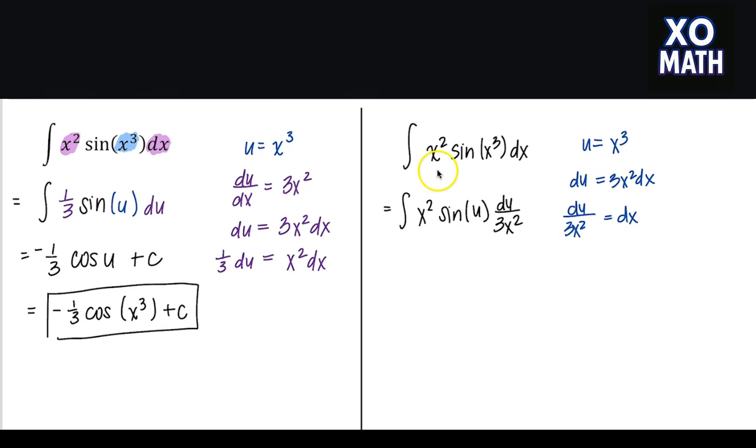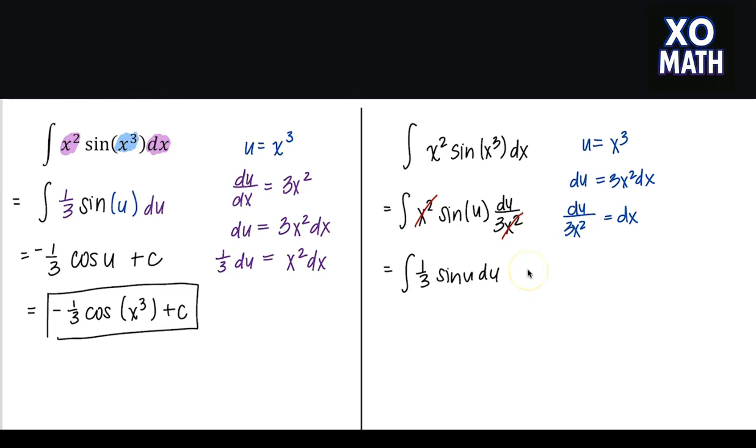So then what's going to happen is you're going to leave x squared, you're going to replace x cubed with u, so sine of u, and then you're going to replace dx with du over 3x squared, and then you're going to simplify or cancel out the x squared. So here what will happen is x squared over x squared is just 1, and so we're left with that 1/3 sine of u du.